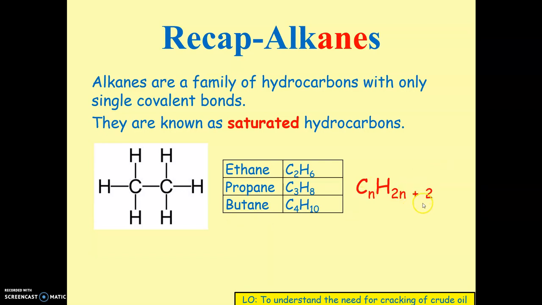CnH2n+2. So for example, if I have 2 instead of the n, so n replaces the number, so C2, I have times 2 plus the 2 of it, so C2 times 2 is C4, plus the 2, so that's C2H6.